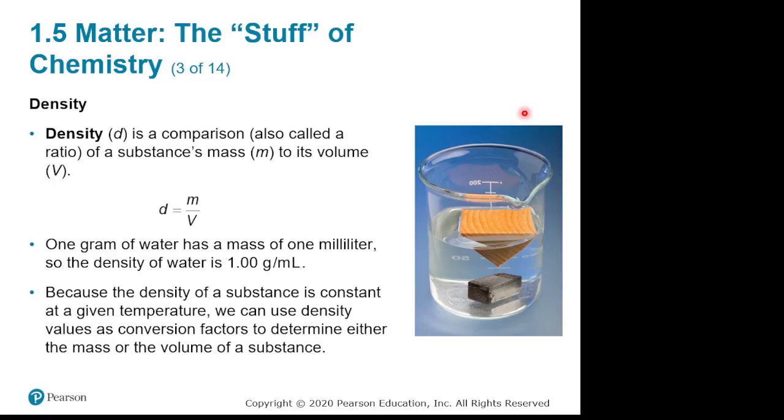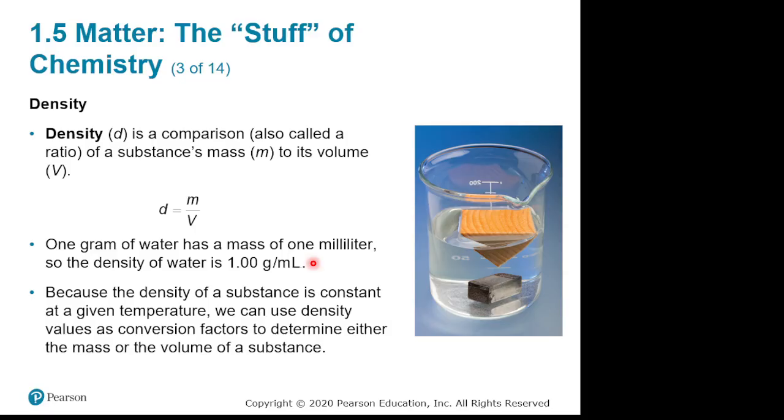So density. Density is the small d. This is actually a comparison unit. What you've done is you've made a ratio between the mass and its volume. And that's what density is. So density equals mass over volume. It is done in units, typically, of grams over milliliters. And so it would be a number in grams over a number in milliliters. And the unit of density is grams per milliliter.